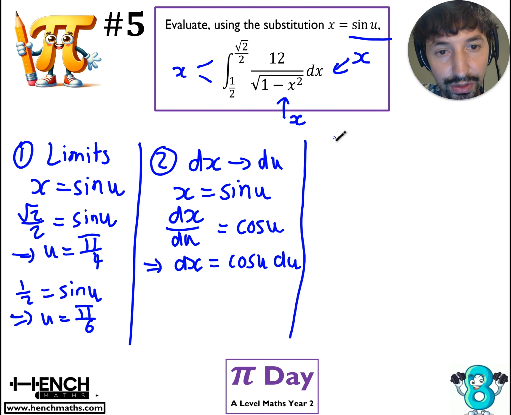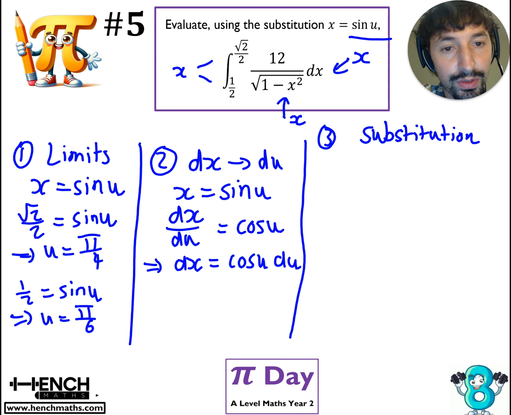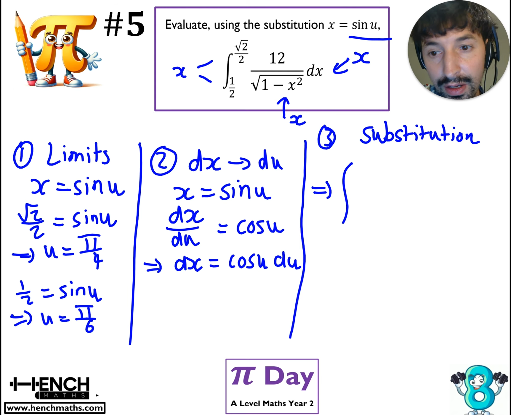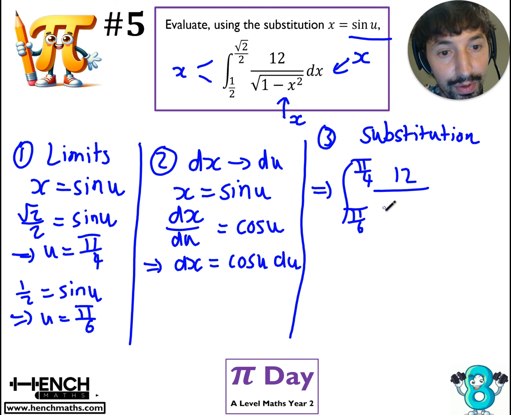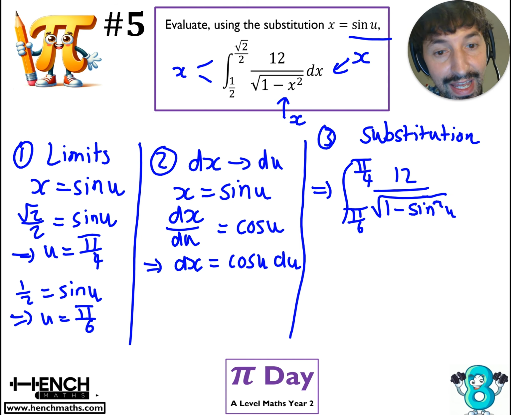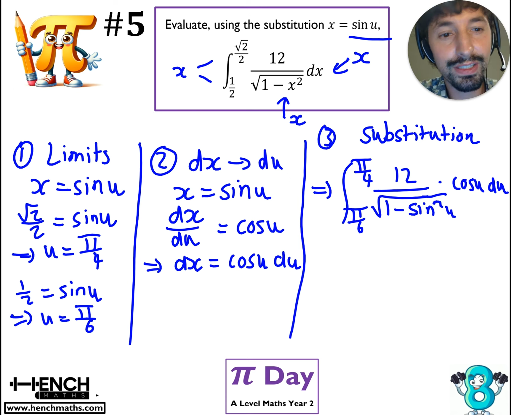Finally, we can actually do this substitution. So what we're going to do is put it all in. Our new limits are going to be pi over 4, pi over 6, and then we're going to get 12 divided by the square root of 1 minus x squared, and x is sine u, so it's going to be 1 minus sine squared u. Our dx, we're going to replace it with cos u du. Sometimes it looks a bit messy at first, but then hopefully some things will come out.